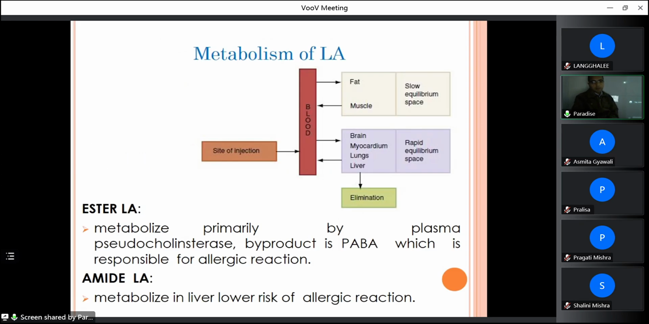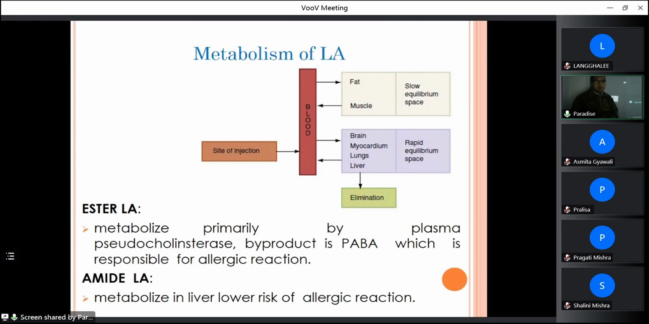If you see the metabolism of local anesthesia, whenever you inject a local anesthesia near the nerve membrane, it will enter into the blood. From the blood, it will circulate all over the body. In the body, as you know, all the organs do not get the same amount of blood supply. The brain, myocardium, lungs, and liver get the largest amount of blood, and the local anesthesia which we inject will easily enter into these organs, and it will reach the equilibrium state rapidly.